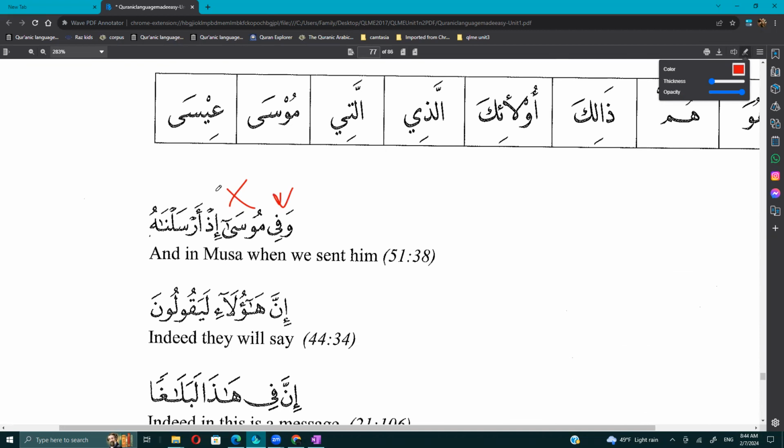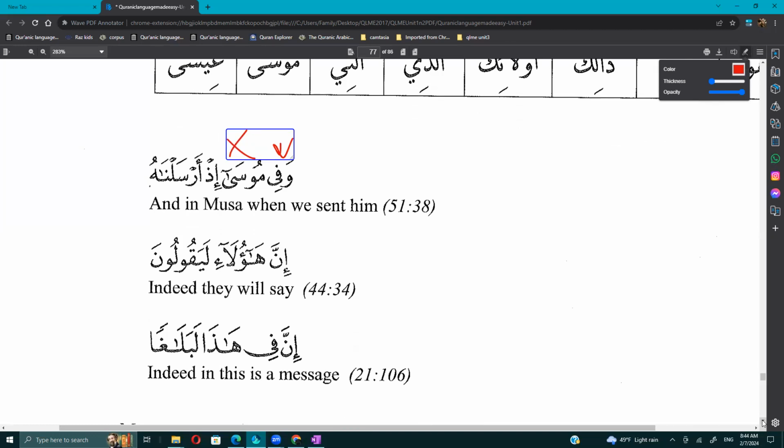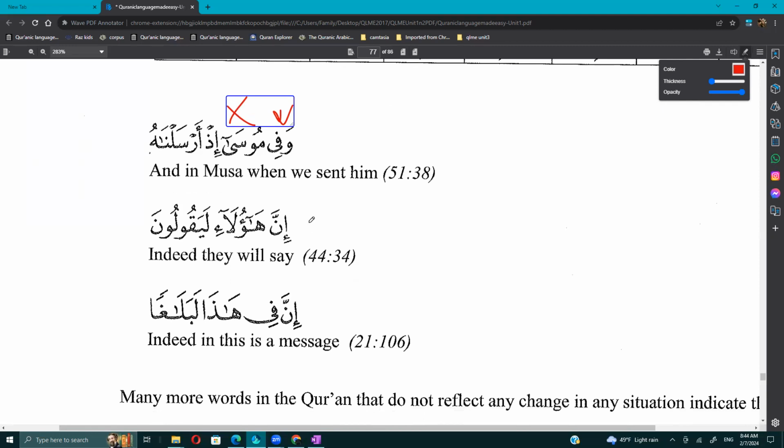Now you understand why some words don't change despite there being a huruful jar before them or a mudaf before them. They will not change. Why? Because they're mabni words. Inna ha'ulai la yaquluna. Indeed, they will say. Now tell me what is happening here. Can someone explain this to me? Next example.